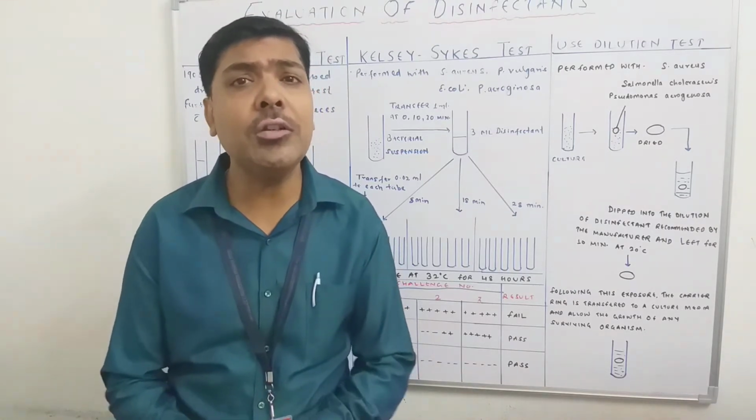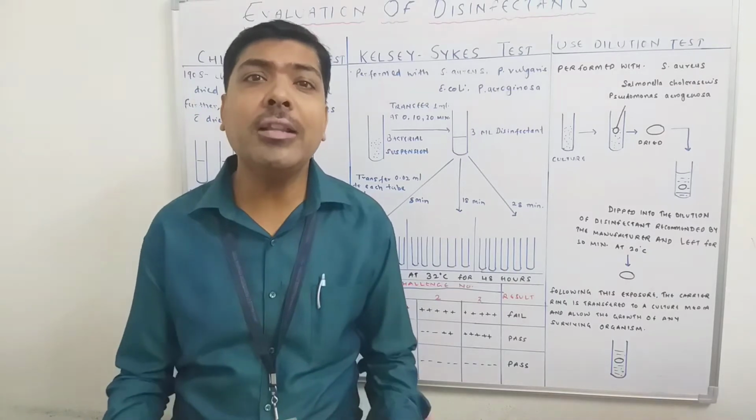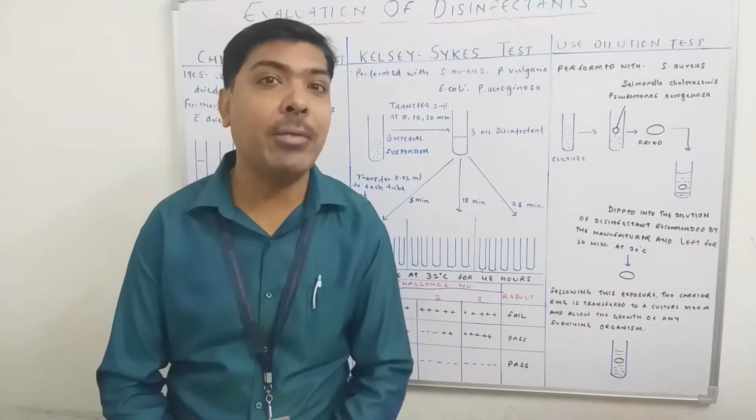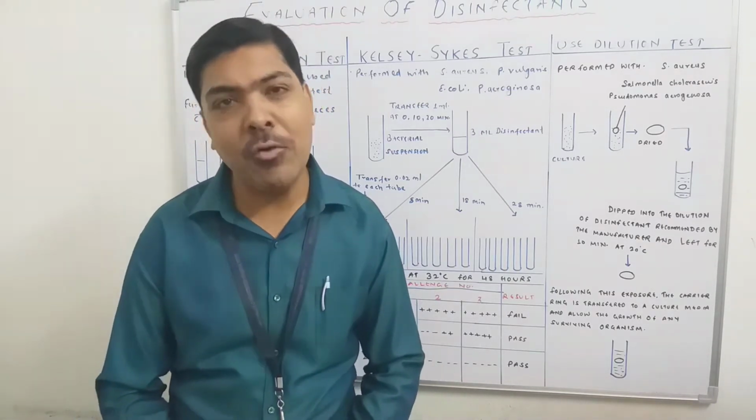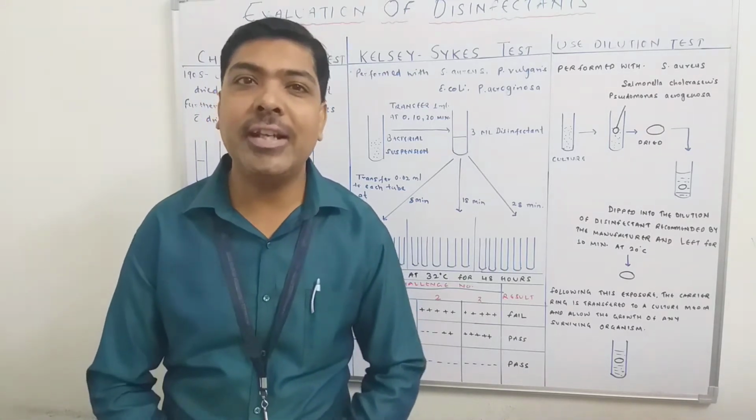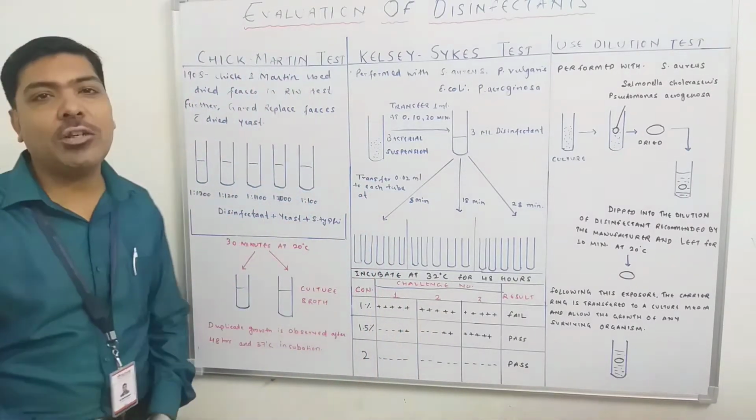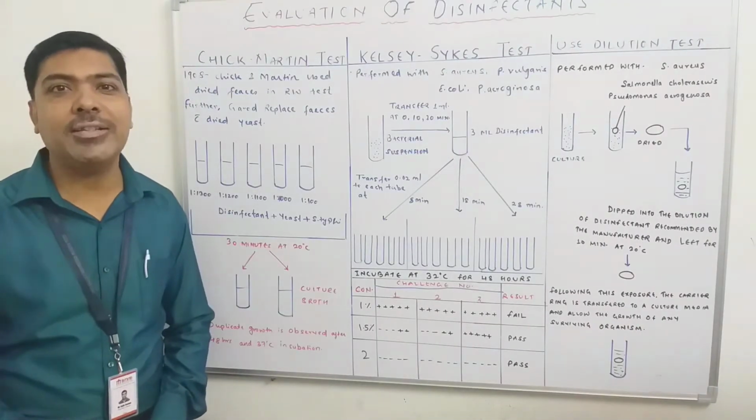So in continuation to that video, in today's lecture, we'll discuss some other methods which are commonly practiced in any microbiological laboratory for the evaluation of an unknown or test disinfectant. The first method is the Chick-Martin test, or the Chick-Martin method.